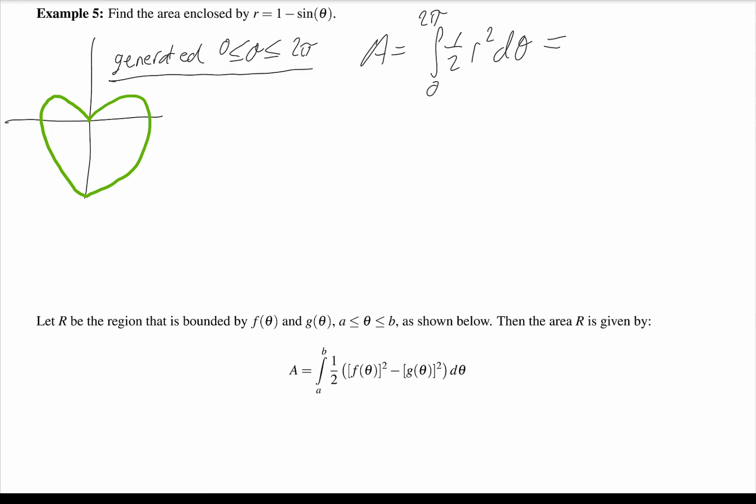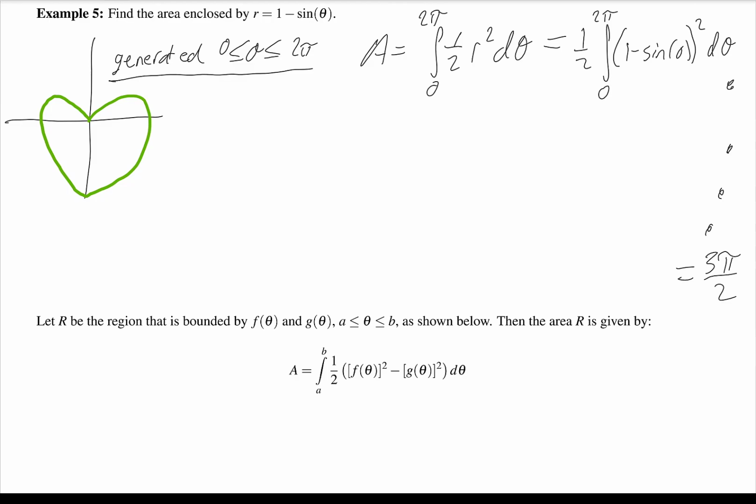So this should give us 1/2 times the integral from 0 to 2 pi of (1 minus sine theta) squared d theta. And that will be equal to, your answer should give you 3 pi over 2.